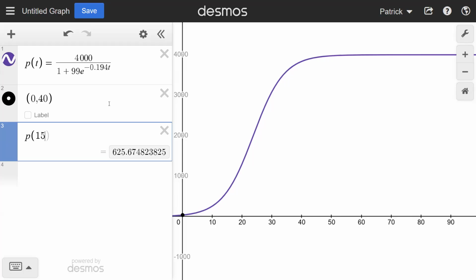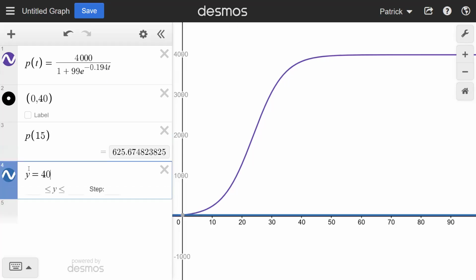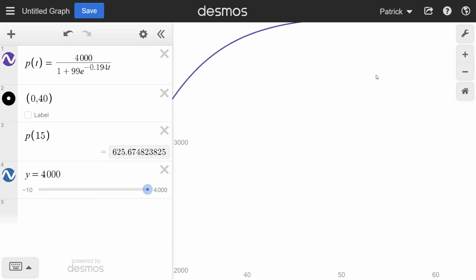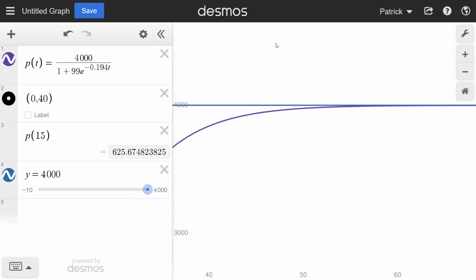And then the fourth question was find the limit of the model as t approaches infinity. Well, we know that the carrying capacity is 4,000, so the limit as t approaches infinity is 4,000. We can see that on the graph. If we graph y equals 4,000, you can see you have a horizontal asymptote there. And also, if you substitute a very large positive number in for t, you're multiplying it by negative 0.194. So e to a very large negative number is going to approach 0, times the 99 is going to be approaching 0, plus 1. So 4,000 divided by 1 is going to be 4,000 for the limit as t approaches infinity.